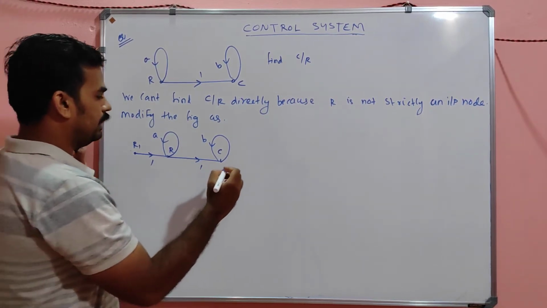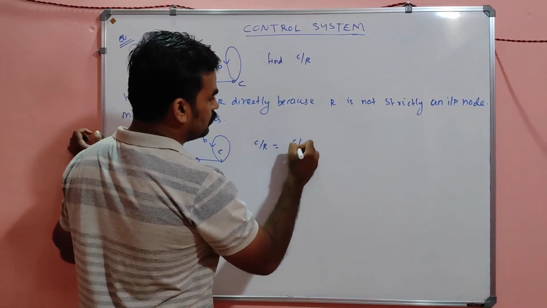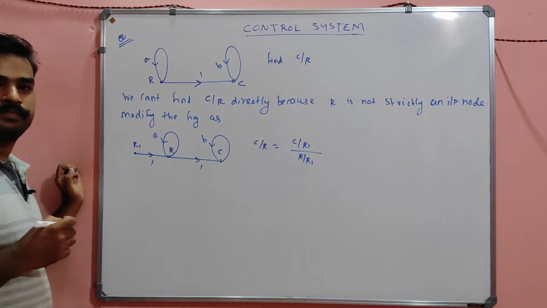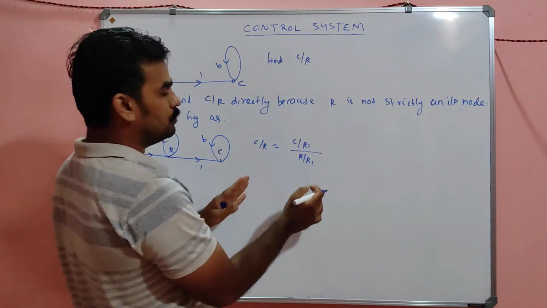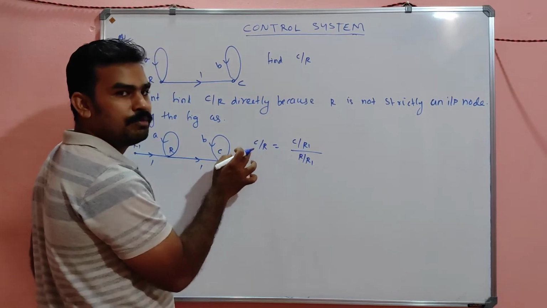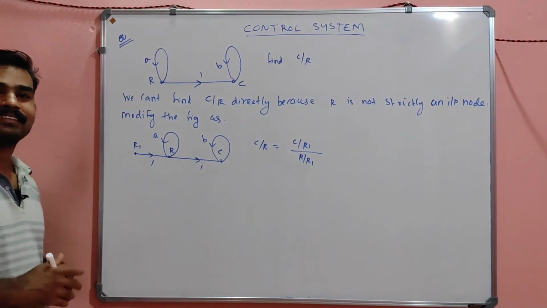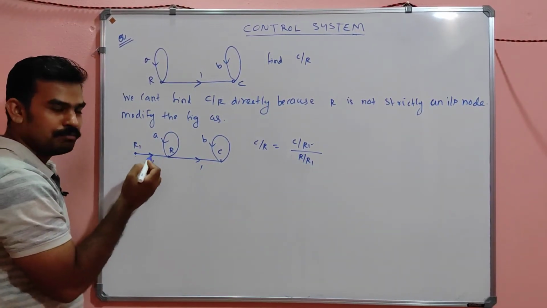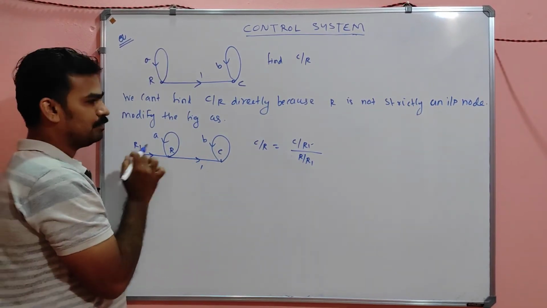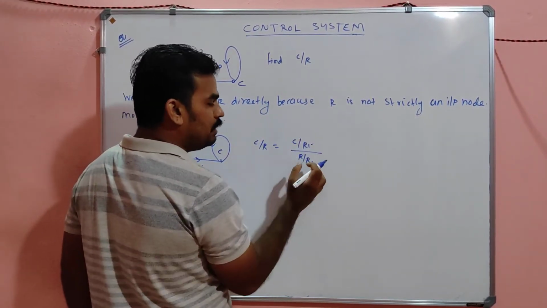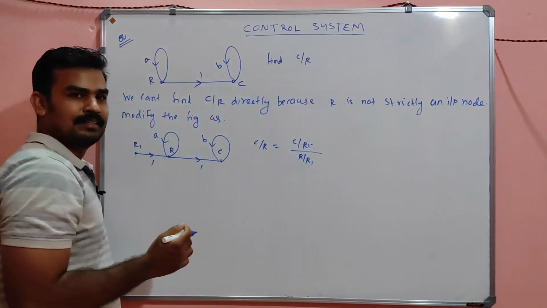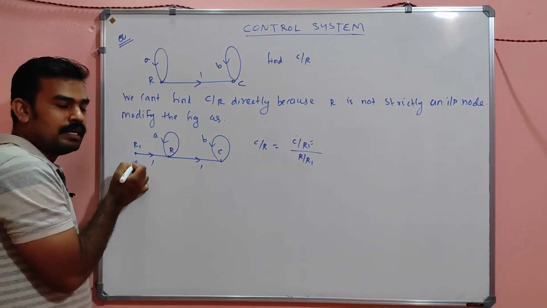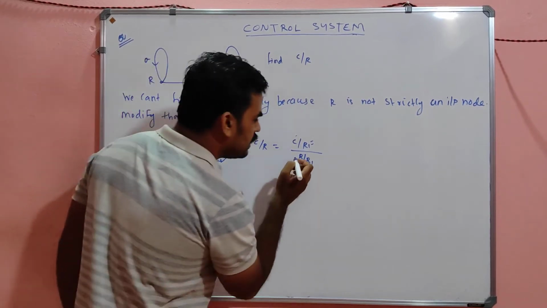And find that C by R will be equal to C by R1 divided by R by R1, correct now? C by R is actually equivalent to C by R1, both numerator and denominator divided by R1. There is no change, right? Now this R1 acts as an input node because it contains only an outgoing branch. Output by input means R by R1. Here the output is R and the input is R1. Is it satisfying the input condition? Yes, it contains only outgoing branches. Okay, it satisfies.